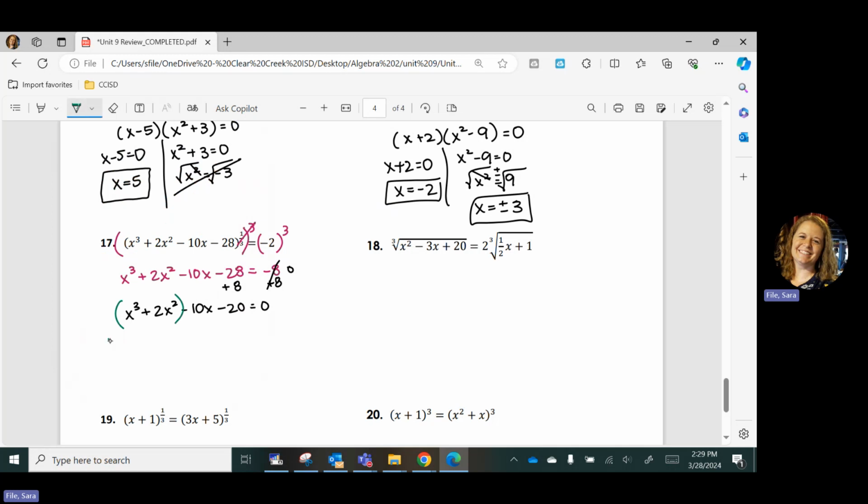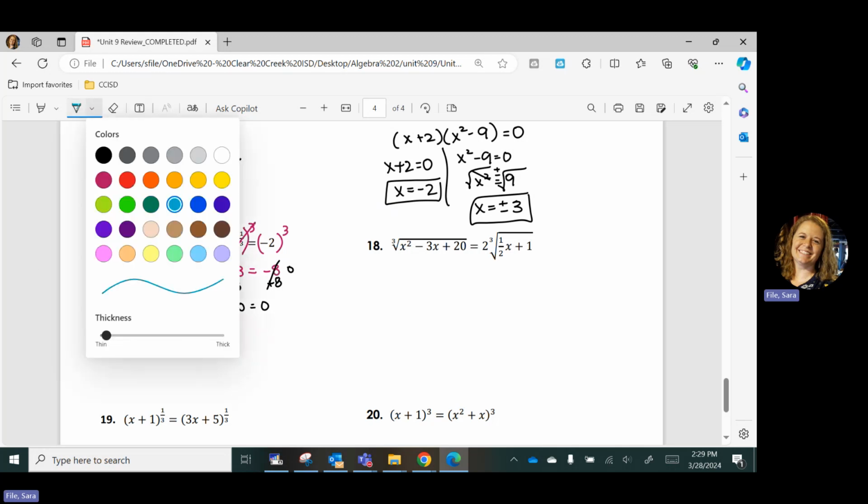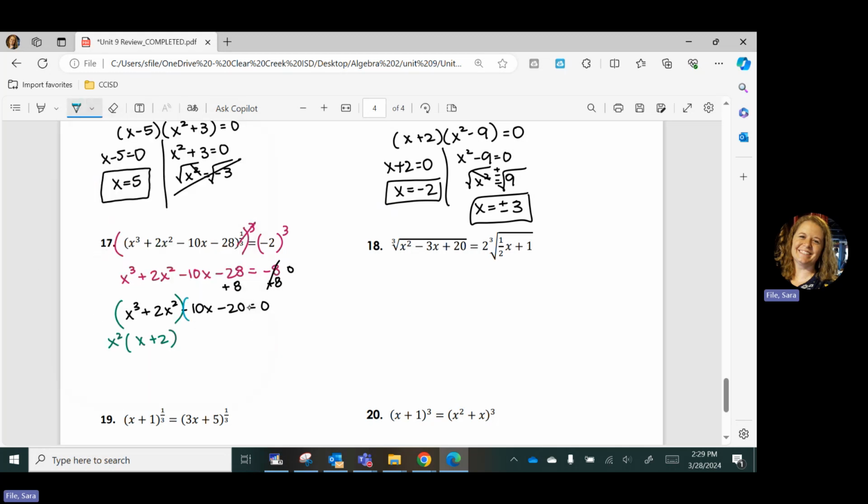So the first two, the grouping, the GCF is x squared. That would leave you with x plus 2. And the second group is negative 10x minus 20. So we could take out a negative 10 to be left with x plus 2. Again, good sign that our leftovers are the same. So x plus 2 is a factor, x squared minus 10 is a factor. If I set x plus 2 equal to 0 and solve, I get x is negative 2.